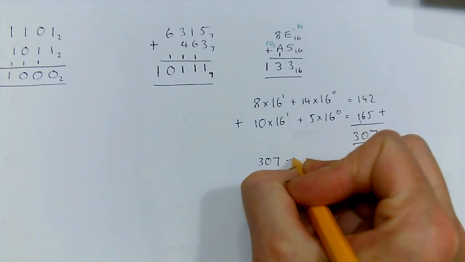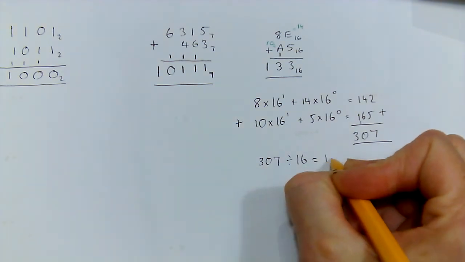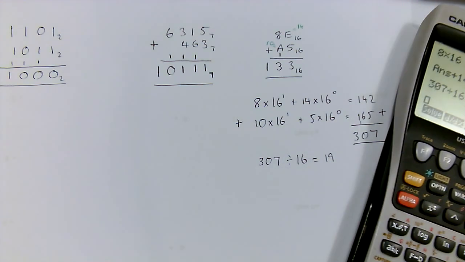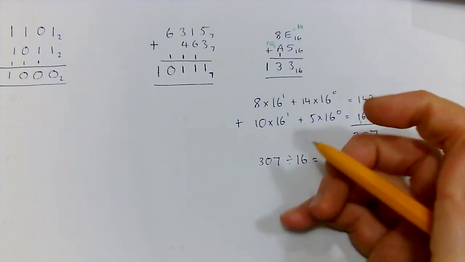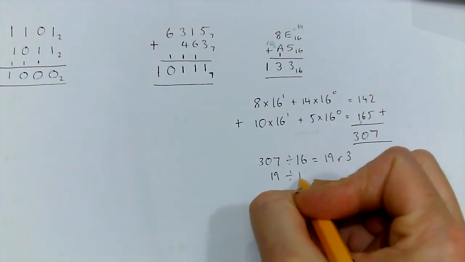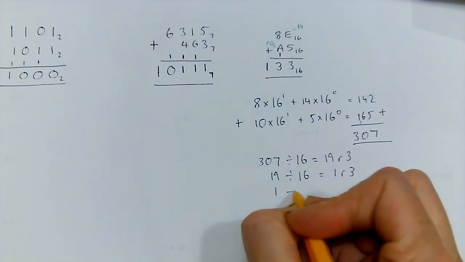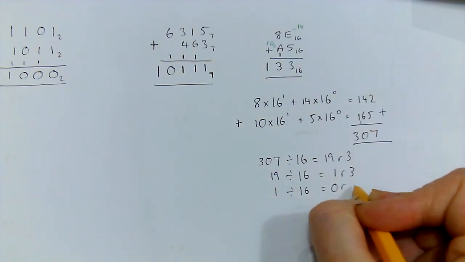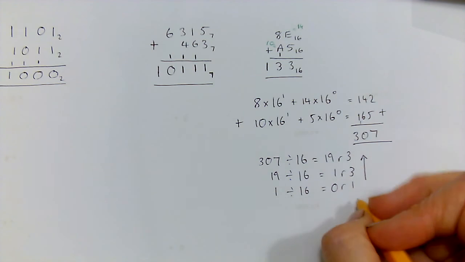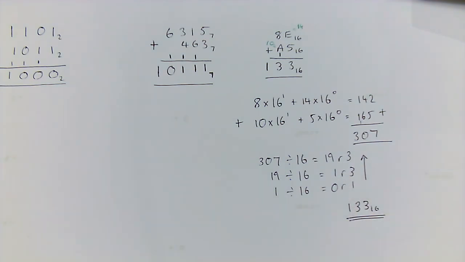So I'm going to do 307 divided by 16. My calculator tells me that gives me 19, so I'll just find out the remainder. 19 times 16, and I'm doing 307 take away 304, so that's remainder 3. I take the quotient. 19 divided by 16 is 1, remainder 3, and then I take the quotient. 1 divided by 16 is 0, remainder 1, and we read up the way, and we get 133 base 16, which is what we thought we should have.